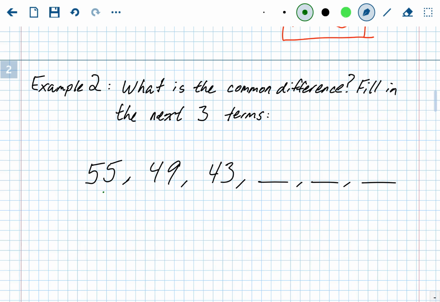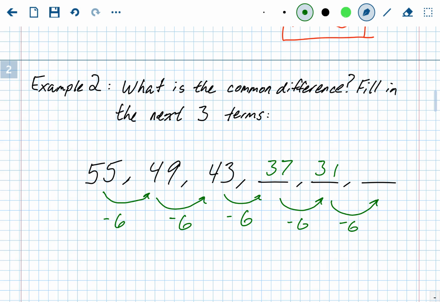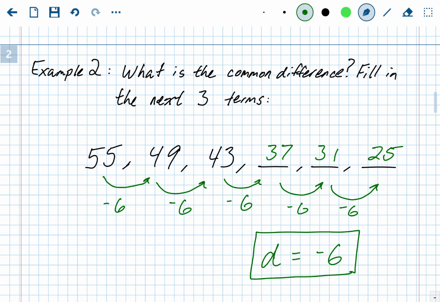On this one, we're going from 55 to 49, from 49 to 43. The pattern is minus 6 each time. So 43 minus 6 gives us 37, 37 minus 6 gives us 31, and 31 minus 6 is 25. Our common difference, our d value, is negative 6. We're adding that constant each time, so we say negative 6 because by definition we're adding, so really we're adding a negative, or more practically we're subtracting. All right, so those are the easy ones. Find the pattern.